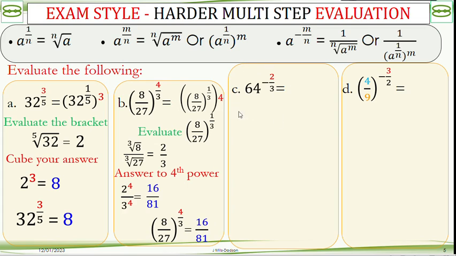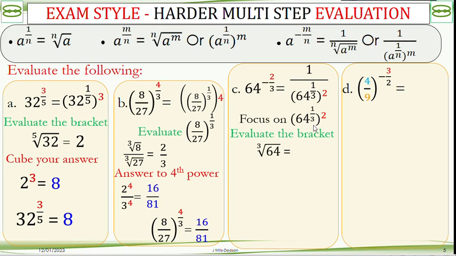We must first write the reciprocal of this, which is 1 over 64 to the power 2 over 3, before we begin the same process. Now, we know the denominator of the index is the root, so cube root of 64, and the final answer we will square it. That is 4, so 4 squared is 16. So we know only the denominator here is equal to 16. So our answer will be 1 over 16.